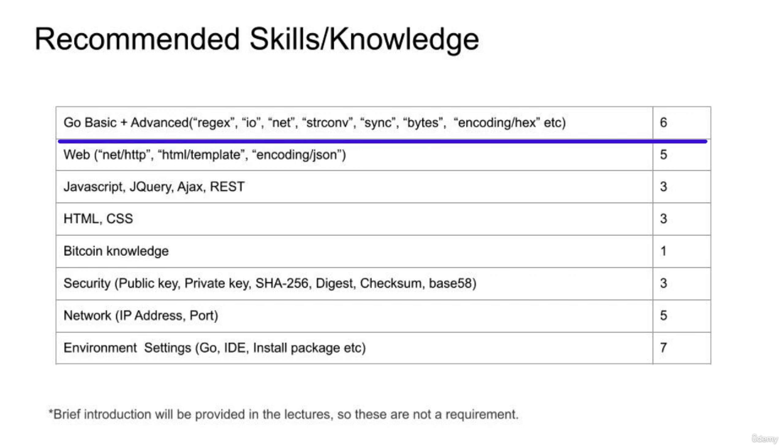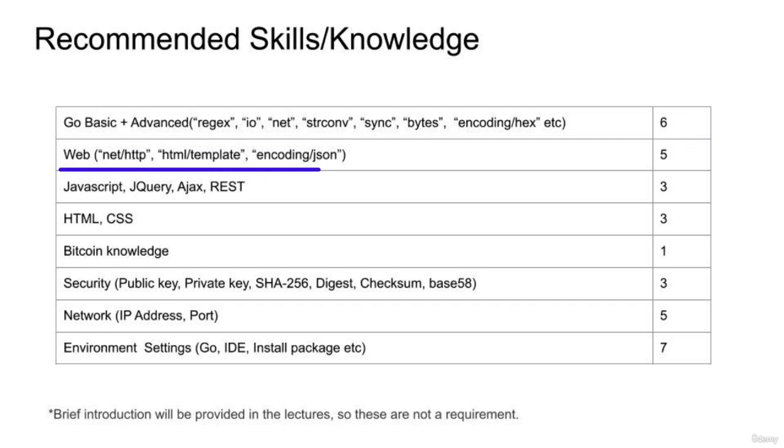At the very top, we have Go Basic plus Advanced. You may already have knowledge of Go. For example, you may have taken a Udemy course about Go. You may be familiar with some libraries from other courses, but there may be other libraries that you're being introduced to for the first time in this course. I'll be writing the code and explaining at the same time, so I think introducing new libraries won't create any issues. Next, we have Web.